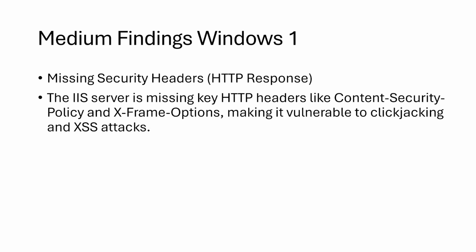Medium findings for Windows 1. Missing security headers in HTTP response. The IIS server is missing key HTTP headers like Content-Security-Policy and X-Frame-Options, making it vulnerable to clickjacking and XSS attacks.